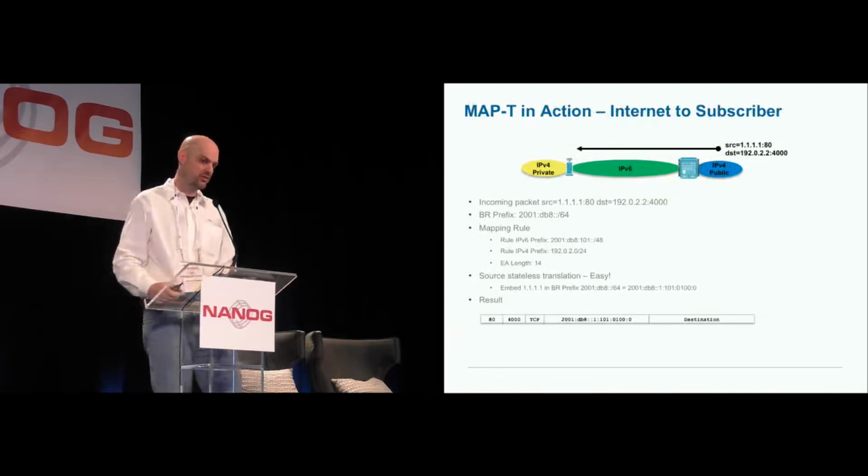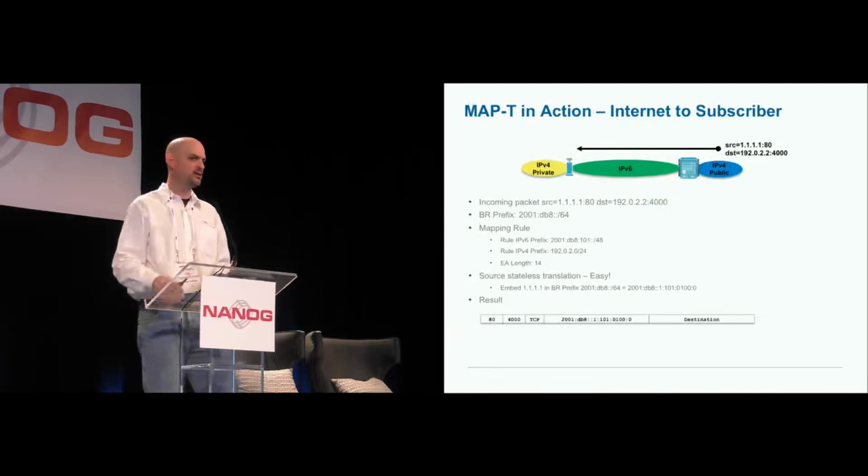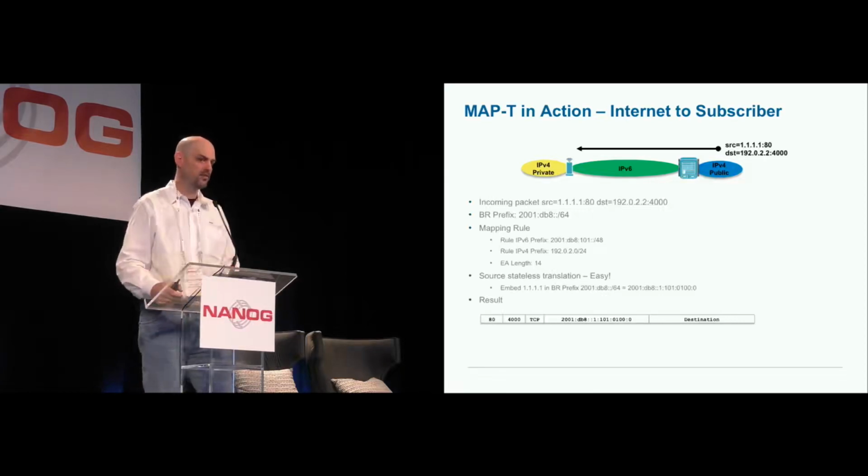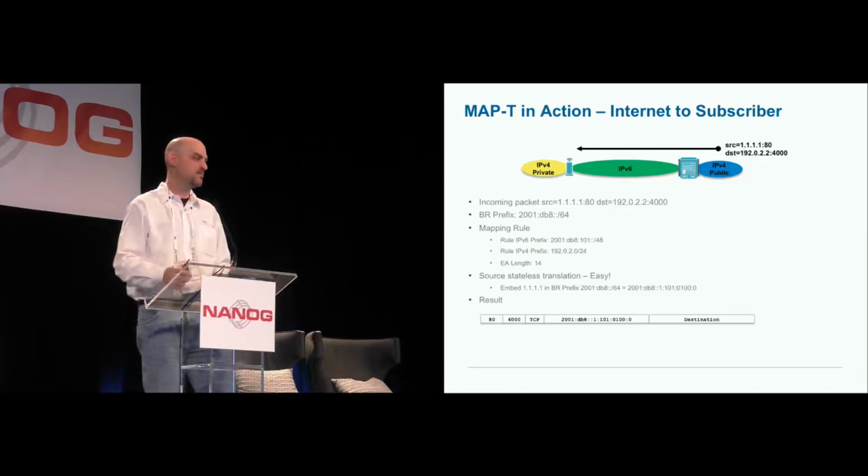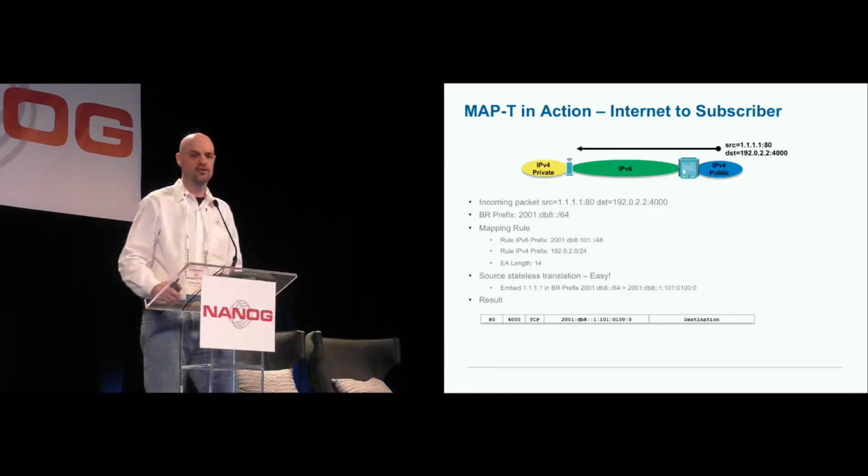Going back in the other direction is a little more complex, and in this particular slide I include some of the metadata that's included in the mapping rules and in the provisioning process. So we have our BR prefix, in this case it's 2001:db8::/64. The mapping rule is going to include one rule IPv6 prefix, 2001:db8:101::/48, and a rule IPv4 prefix of 192.0.2.0/24. As mentioned before, part of the metadata is the actual EA length in bits. In this case, it's 14. All of this is variable depending on how you decide to provision it, but in our case, it's 14 bits.